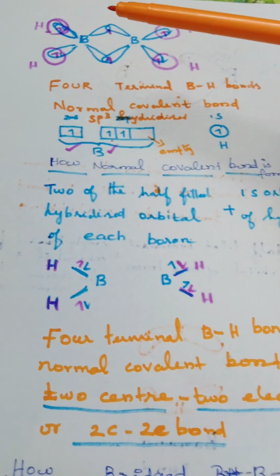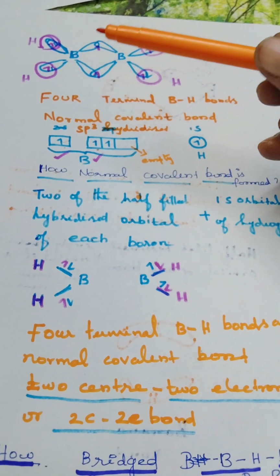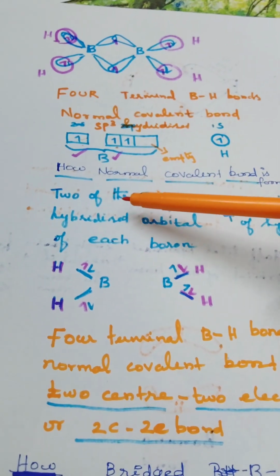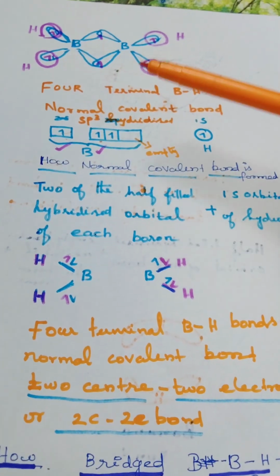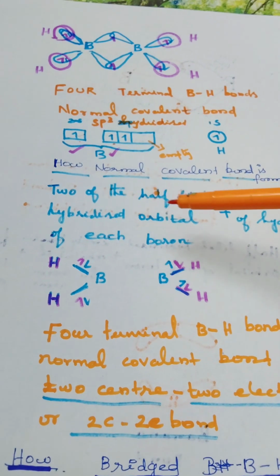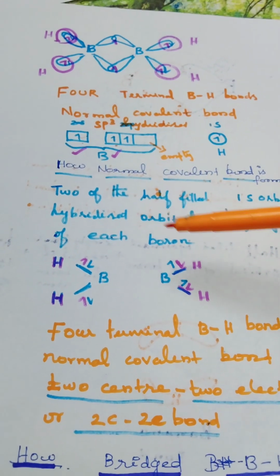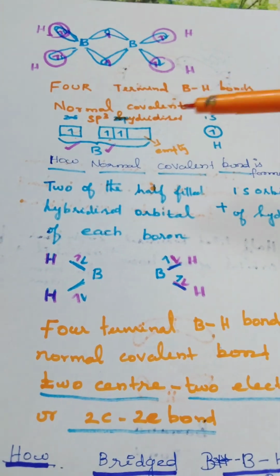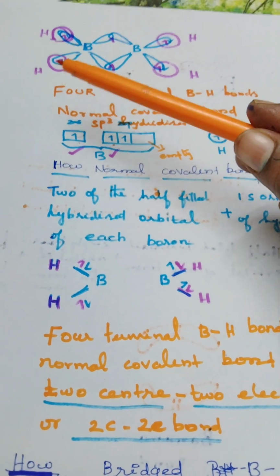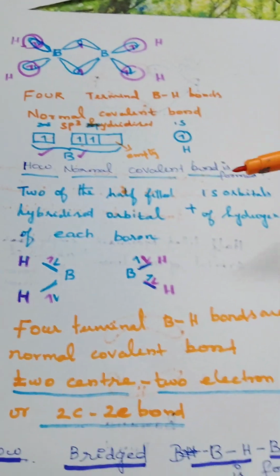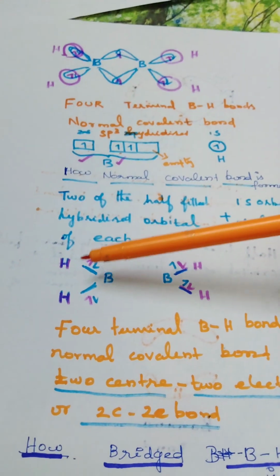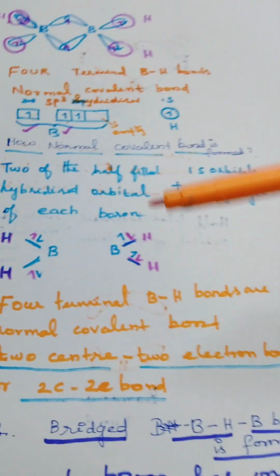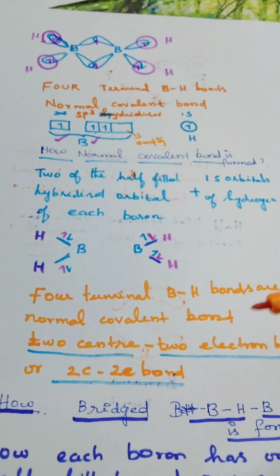This is also called two-centered. Let me explain how the normal covalent bond is formed here. Two of the half-filled hybridized orbitals of each boron combine with the 1s orbital of hydrogen. Okay, it forms a normal covalent bond. These 4 terminal bonds are normal covalent bonds. 4 terminal BH bonds are present.